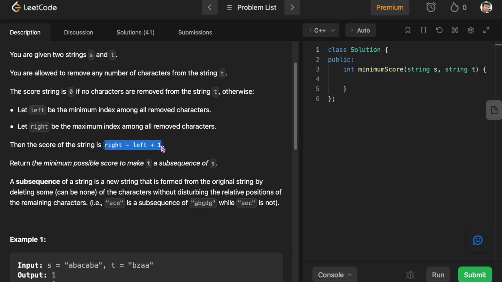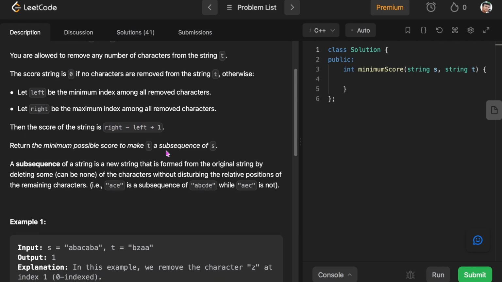Now what are right and left? Right is the maximum index which we have removed, and left is the minimum index which we have removed. So the cost is right minus left plus 1. So that's what we have to do in the question.